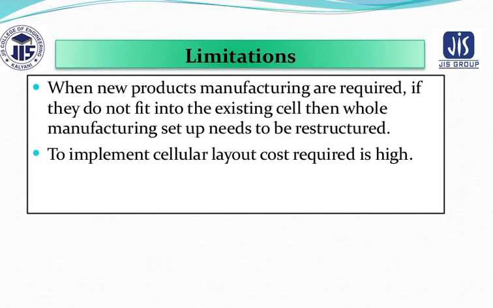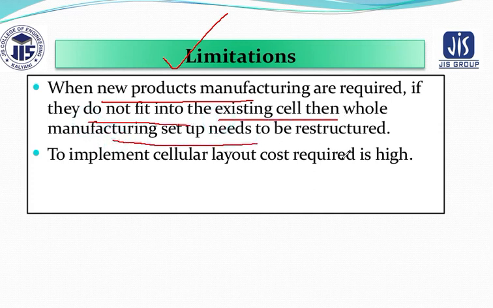But every process comes with some sort of limitation. So the limitations are: when a new product is manufactured, if it does not fit into the existing cell, then the whole manufacturing setup needs to be restructured. And finally, the cost required to implement a cellular layout is also high.